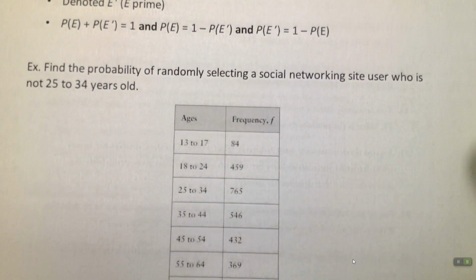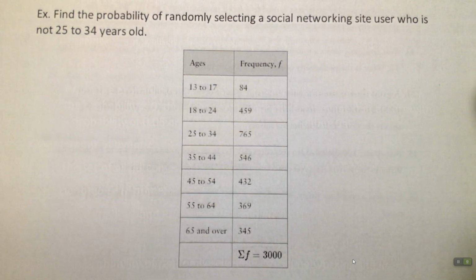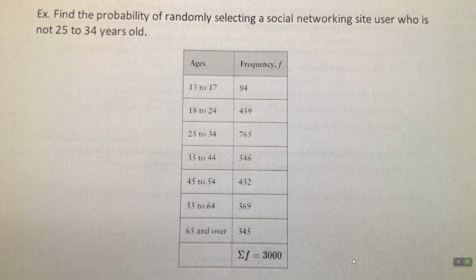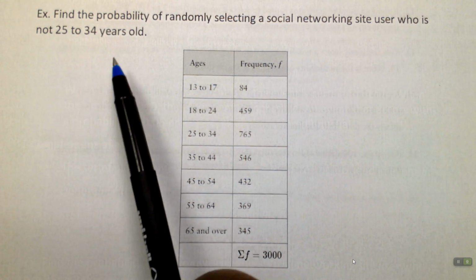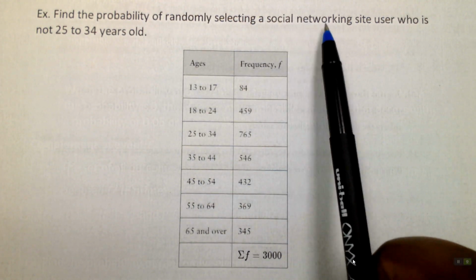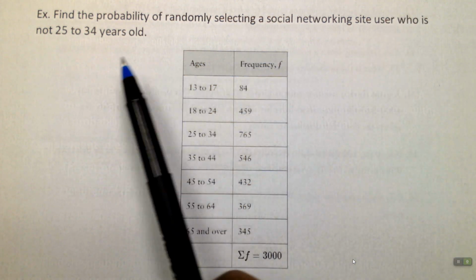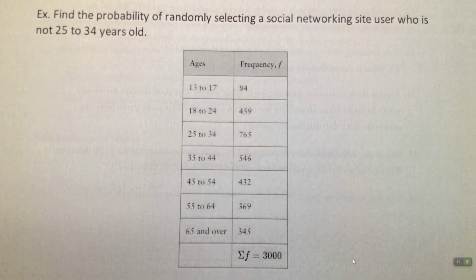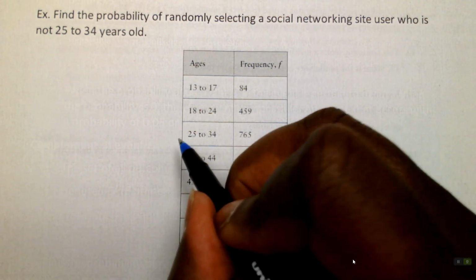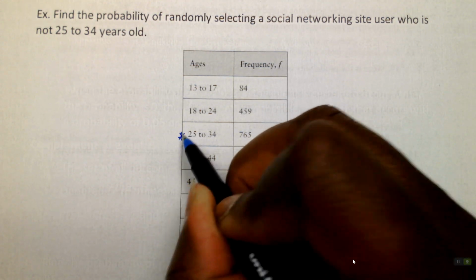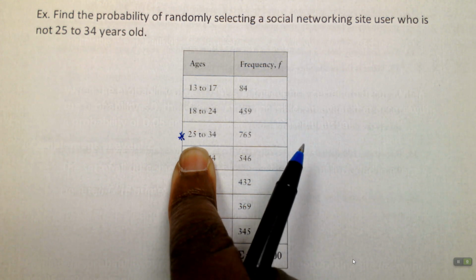I don't use complements a lot, but some people can look at them instantly and just go. Me, it takes a little while to get there. But let me show you what that means. So find the probability of randomly selecting a social networking site user who is not 25 to 34. Not 25 to 34. So this is what we're talking about. Not this. Not 25 to 34.